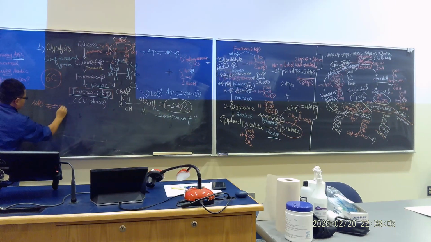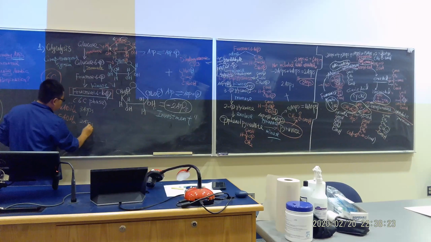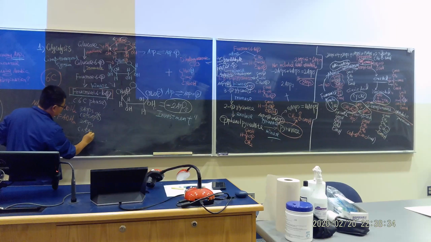NAD reduced to NADH2. FAD reduced to FADH2. Now you know this is 3 ATPs. This is 2 ATPs. Now of course, some people say 2.5 ATPs if they think about the oxygen phosphate ratio, and some people say this is 1.5 ATPs.